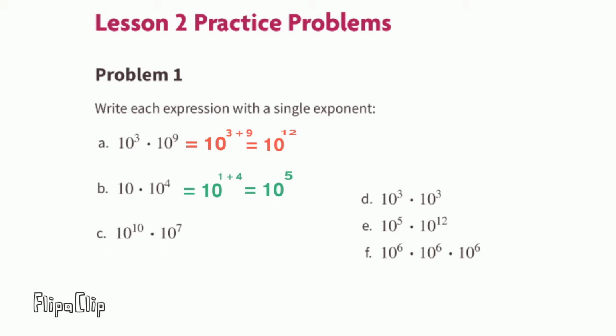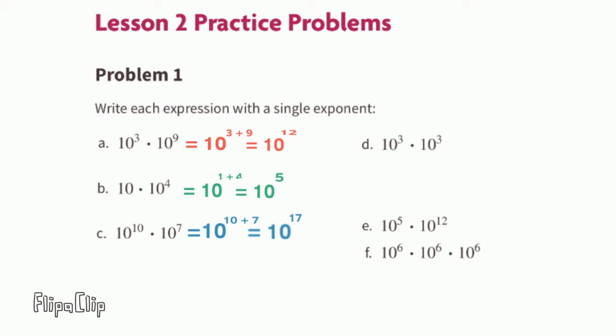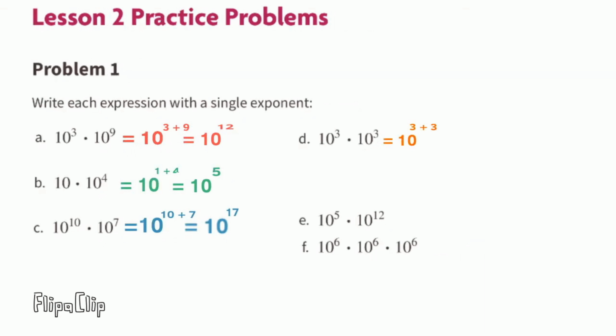C, 10 to the power of 10 times 10 to the power of 7. So that's multiplying 10 by itself 10 times and then another 7 times. So an exponent of 10 plus an exponent of 7 equals an exponent of 17. So 10 to the power of 10 times 10 to the power of 7 would equal 10 to the power of 17. D, 10 to the power of 3 times 10 to the power of 3. That's a total of 10 to the power of 6. You're going to multiply 10 times itself 6 times.